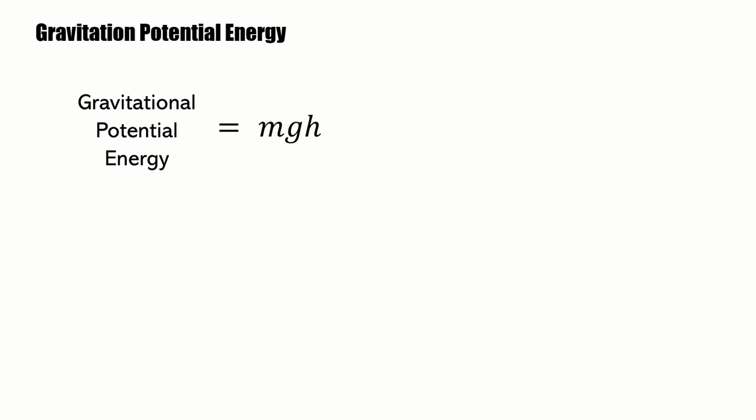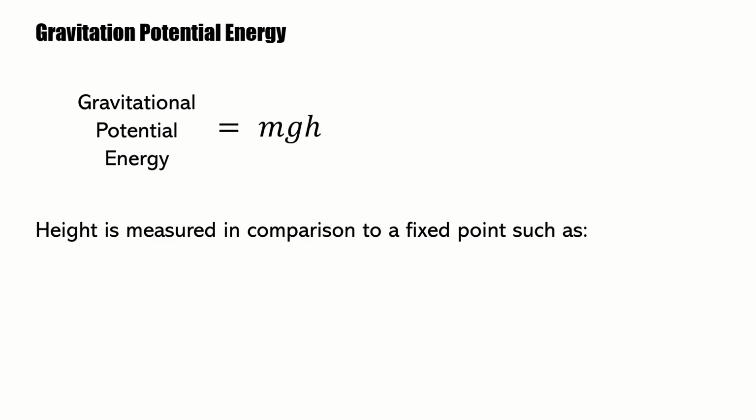Gravitational potential energy can be calculated using the following formula: it's equal to mgh, where m is the mass measured in kilograms, g is the acceleration due to gravity, and h is the height measured in meters. But how do we measure height? Well, height can be measured in two main ways.